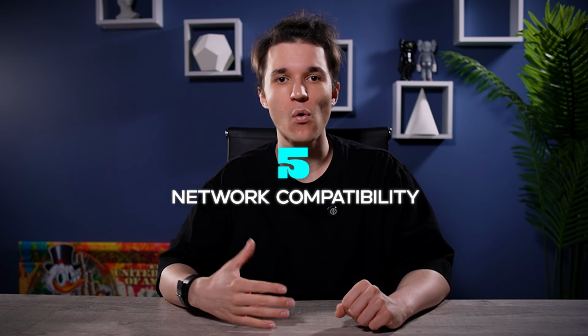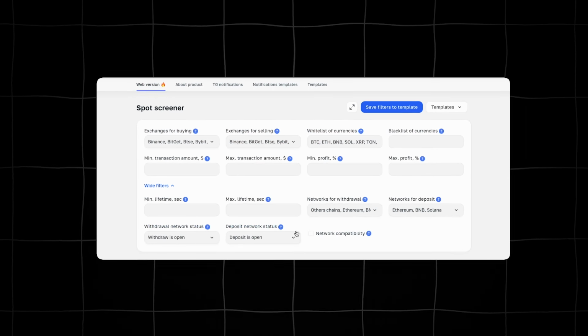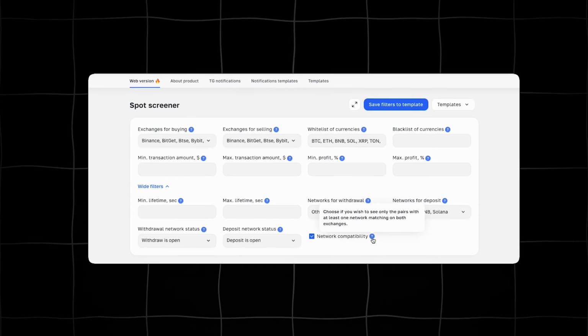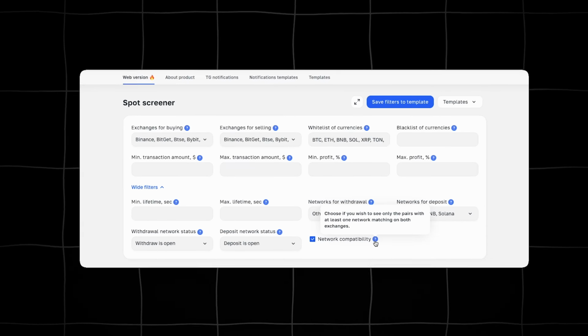And the last thing you should pay attention to is network compatibility for deposits and withdrawals. Even if a token exists on 2 exchanges, it doesn't mean it's easy to transfer the token between them. A common beginner mistake: on one exchange, the token runs on TRC20, while on the other, only on ERC20, and the transfer becomes impossible. Make sure the deposit and withdrawal networks match. In Arbitrage Scanner, enable the network compatibility filter and see only those pairs where a same-network transfer is available right now. And now, let's see the spot plus spot arbitrage strategy in practice.